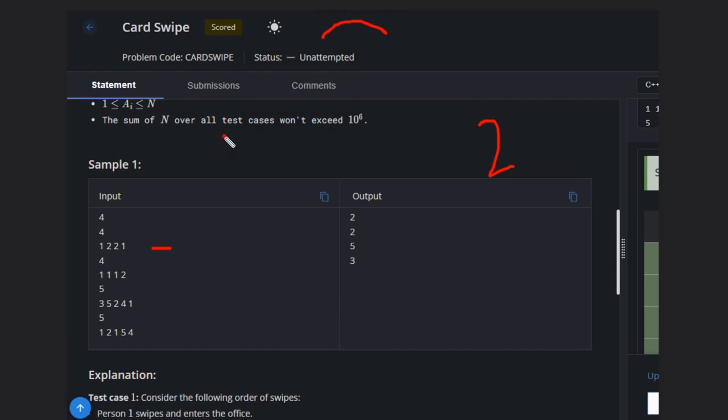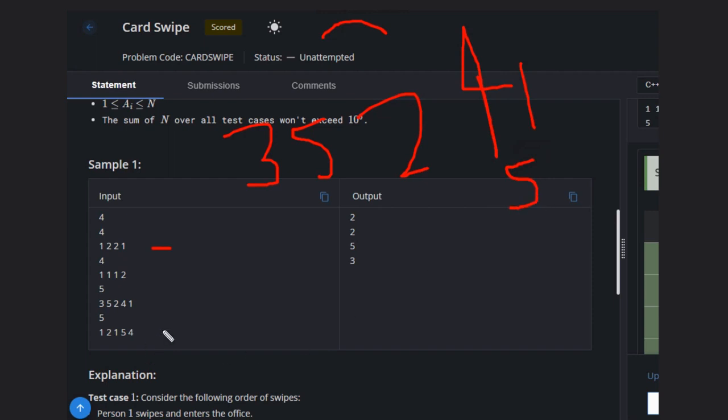So three. Initially there is only one person. Then five enters, there are two. Then two, there are three. Four, there are four, and one. So we have five people because no one is going out. Let's see this example: one, then two, there are two people, then one again swipes, so this will be out. Then five enters, so there are two people, and four, there are three people. So three is the answer.